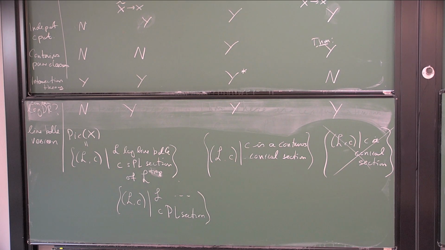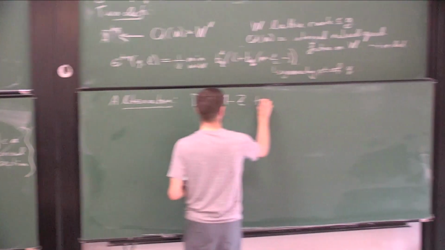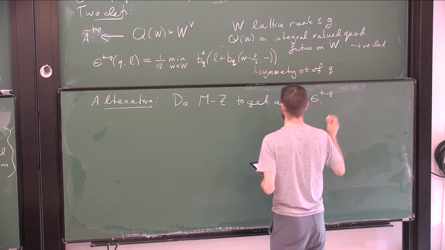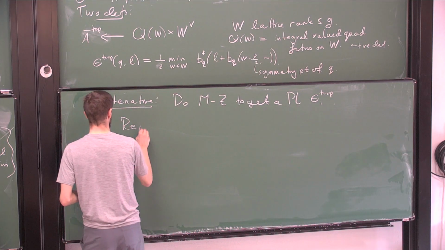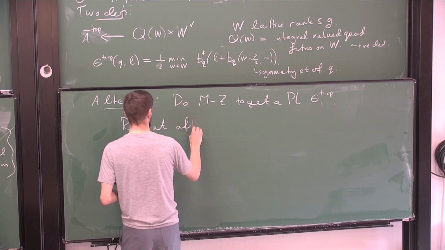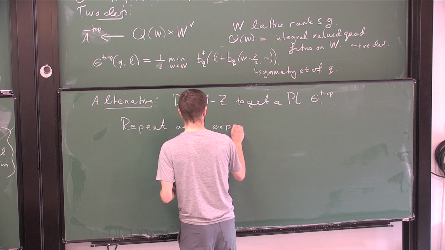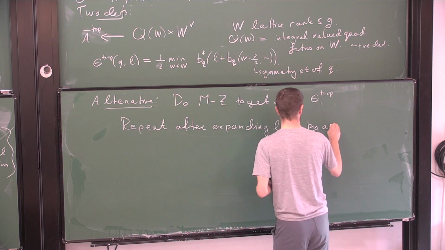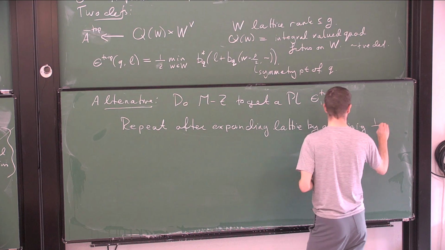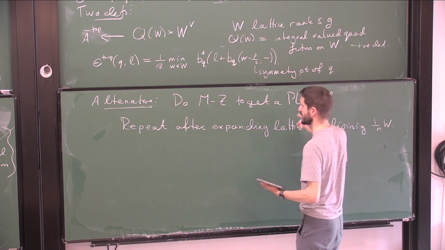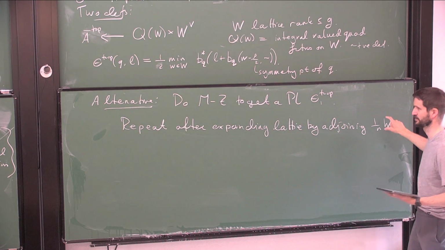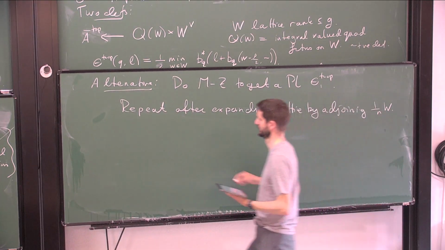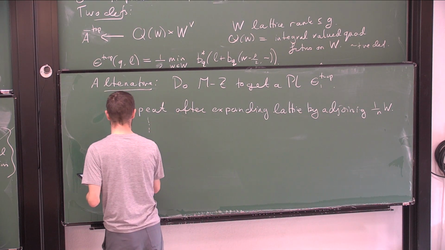Mikhalkin-Zharkov to get this linear theta trop, which we'll call theta trop 1, and then repeat after expanding the lattice, one over n times the lattice. So you can repeat that. This gives you a piecewise linear thing, and then you can repeat that definition, and you get a new piecewise linear thing where the domains of linearity are smaller. And you can keep repeating this. Take the limit.